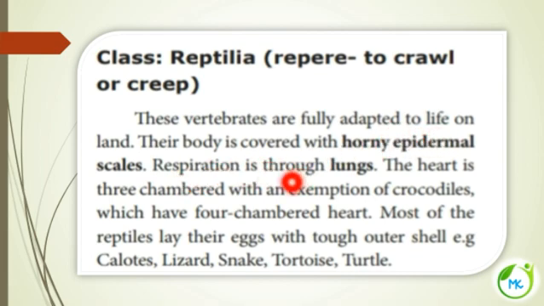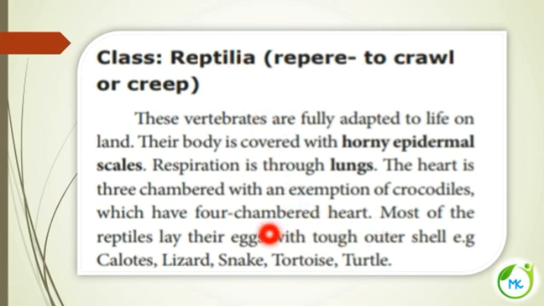And since it is completely adapted to land, respiration is only through the lungs. And the heart of the reptile is three-chambered. Okay, so in Pisces it is two-chambered, Amphibia it is three-chambered, and Reptilia again three-chambered, with only one exception, it is crocodile. Crocodile alone have four-chambered heart. All the other members of Reptilia have three-chambered heart.